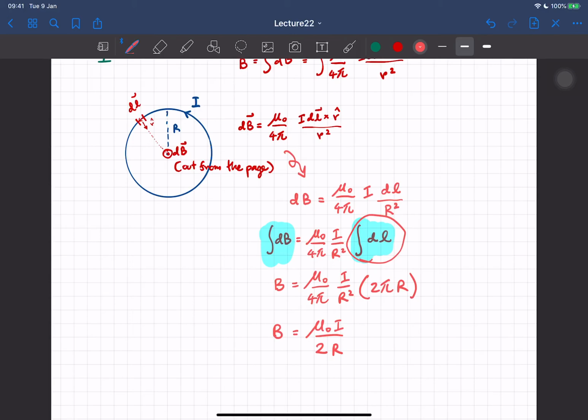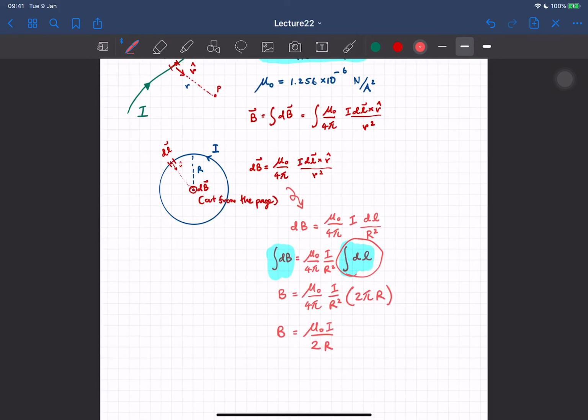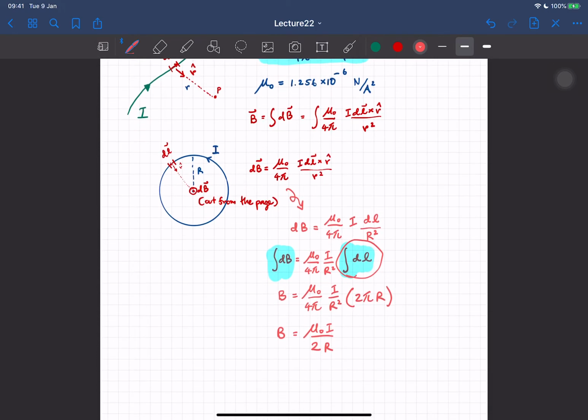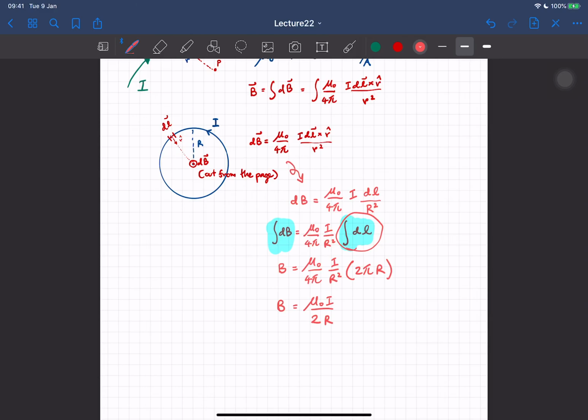Okay, and so this is an example of how to use the Biot-Savart law. In a more complicated case, you need to be a little bit more careful about the direction of the cross product. But in this case, it's easy. So it's just to demonstrate how it can be used in this simple situation.